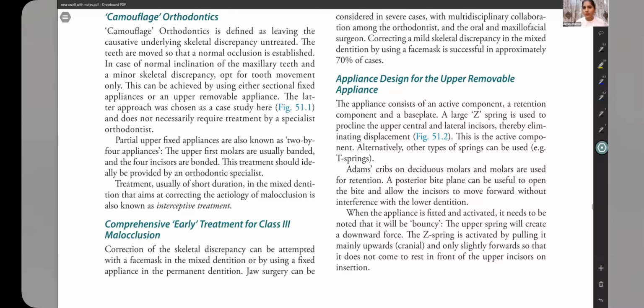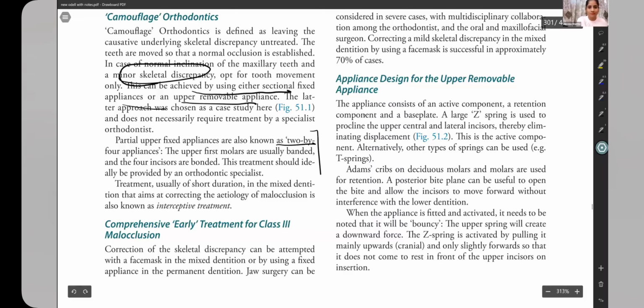In mild to moderate cross bites, you can correct it, but in severe ones, you might require surgical correction to correct the jaw discrepancy as well. But when you're going with the conservative method, for minor skeletal discrepancies it can be achieved by using either a sectional fixed appliance or an upper removable appliance. And partial upper fixed appliances can be used, also known as 2x4 appliances. It is not relevant for the exam, fixed orthodontics.